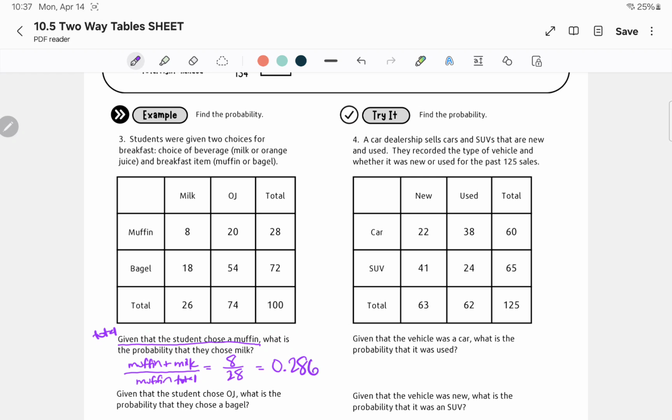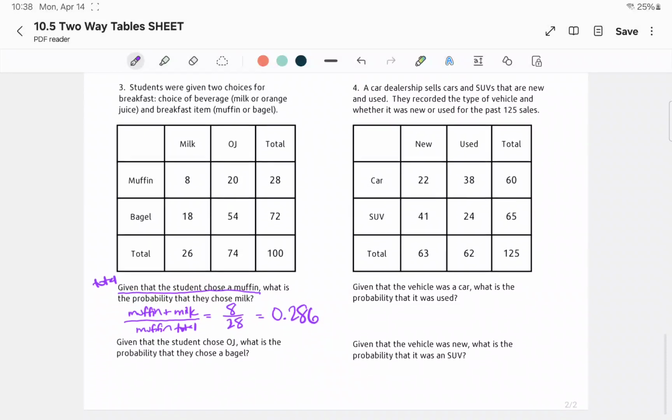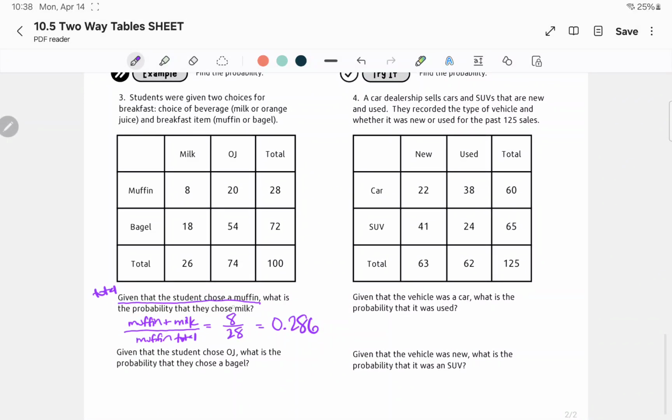Actually, this is going to be in Delta Math, so I'm not sure if it's the thousandths place. It could be tenths place or hundredths place, or they could just want you to keep it as a fraction. If they do want you to put it in as a fraction, 8 over 28 would have to be reduced to 2 over 7. So they might want you to simplify it, just as a little warning here, okay?